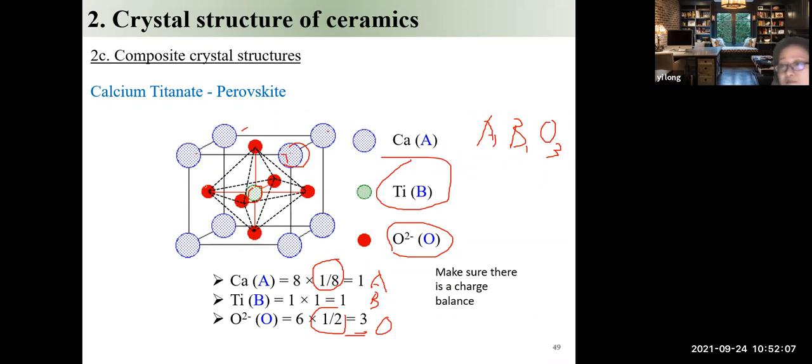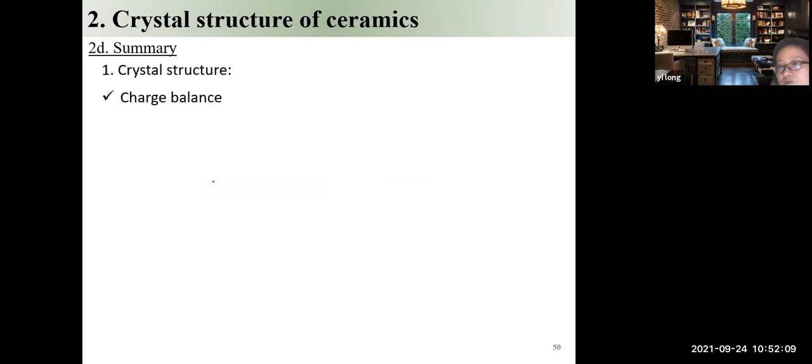It is charge balance. Okay, so summary for this part, the crystal structure, it is the atomic level. We just said atomic level, atomic crystal structures. How can we determine the crystal structures? You need to have charge balance, you need to have RC over RA. So how can we determine RC over RA?